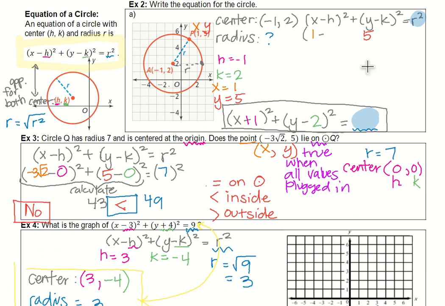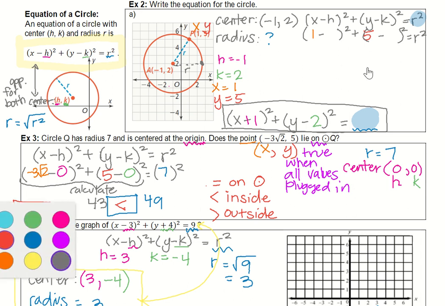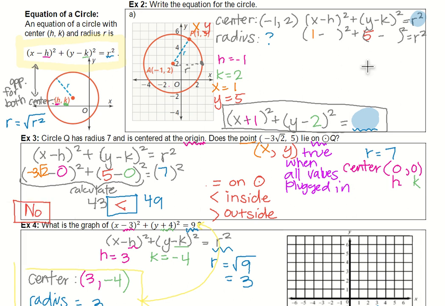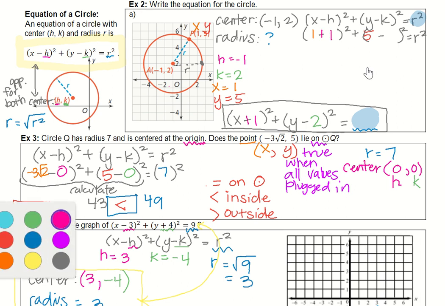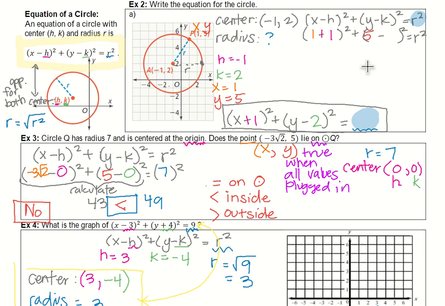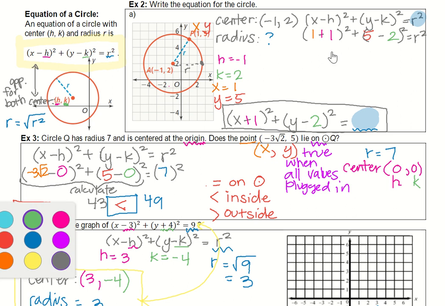So I'm going to do x minus h squared plus y minus k squared in order to find my r squared. So we already know that h is -1, so we're going to do 1 plus 1. And then we already know that k is 2, so 5 minus 2. So we're going to type this in. We could probably do this one in our heads, though, because it's whole numbers. So let's just calculate that.